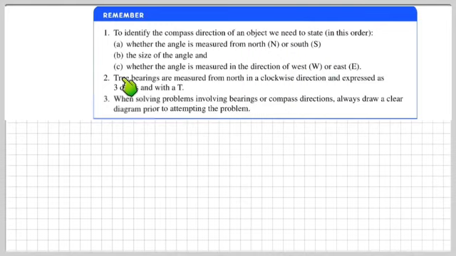Okay. Secondly, true bearings are measured from north, always from the 12 o'clock, from north in a clockwise direction, and they're expressed as 3 digits with a capital T after them. Yes, and thirdly, when solving problems involving bearings or compass directions, always draw a clear diagram prior to attempting the problem. And just another one from me, look for that word from. The from means that's the reference point, that's ground zero around which you have to draw your perpendicular compass lines and their respective directions. Alright, that's good.